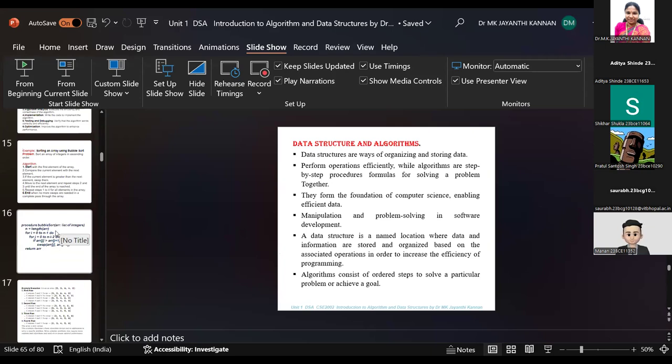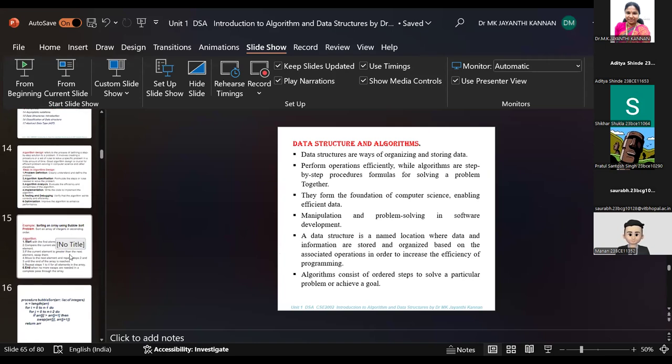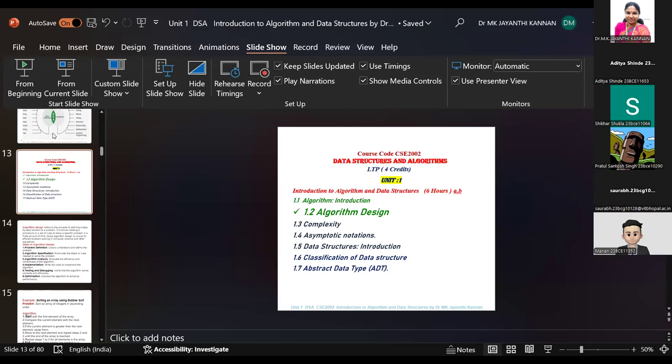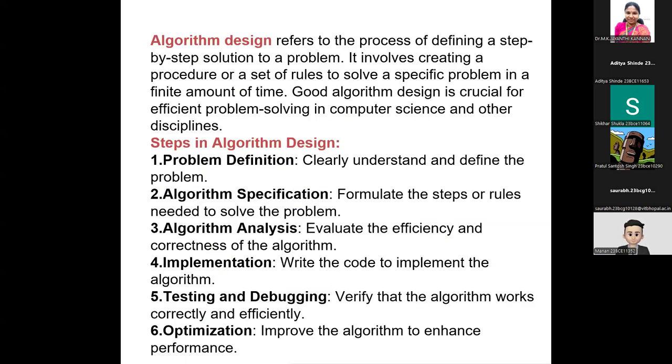So in yesterday's class, we were talking about what is an algorithm, what is a data structure, and what algorithms are available. Now we'll discuss what is algorithm design. You know very well, design means a diagrammatic representation of your algorithmic steps, or for the given problem, which kind of algorithm we can apply to get the solution, or designing our own algorithm to find the solution for the given problem.